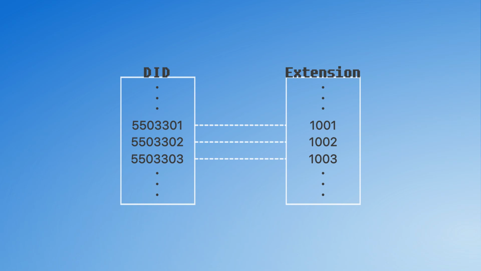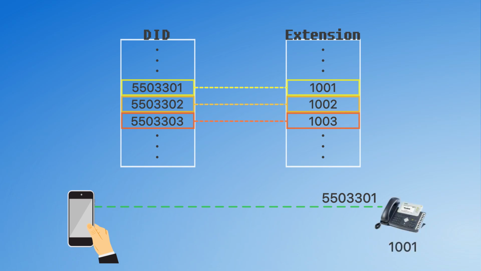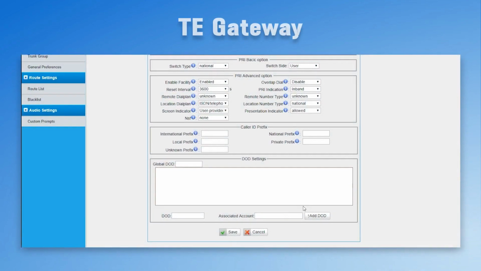Say we've applied for 3 DID numbers from the service provider, and they're bound with 3 extensions respectively. When an external party calls 550-3301, he'll be directed to the extension 1001. Conversely, if extension 1001 calls to an external number, the caller ID displayed to the called party will be 550-3301, the same as the DID number. Yet we call it DOD number, direct outward number. In the trunk settings, bind the 3 DOD numbers with the 3 extensions of the PBX.